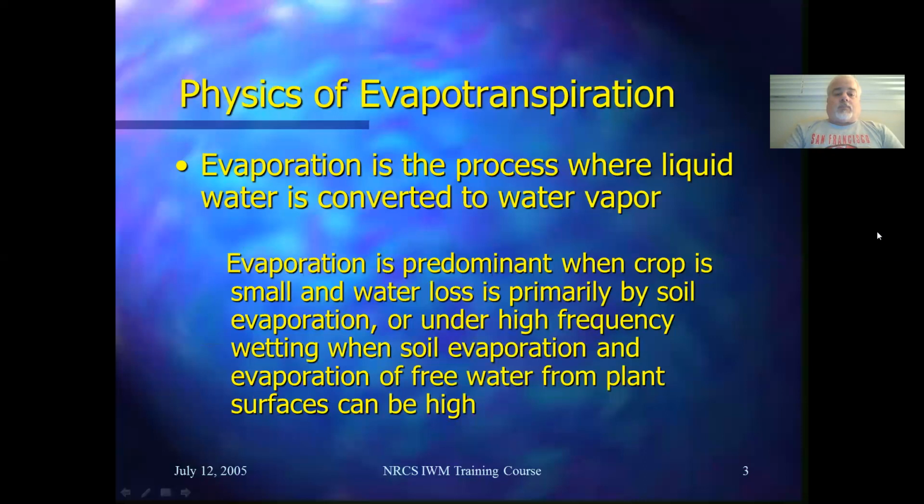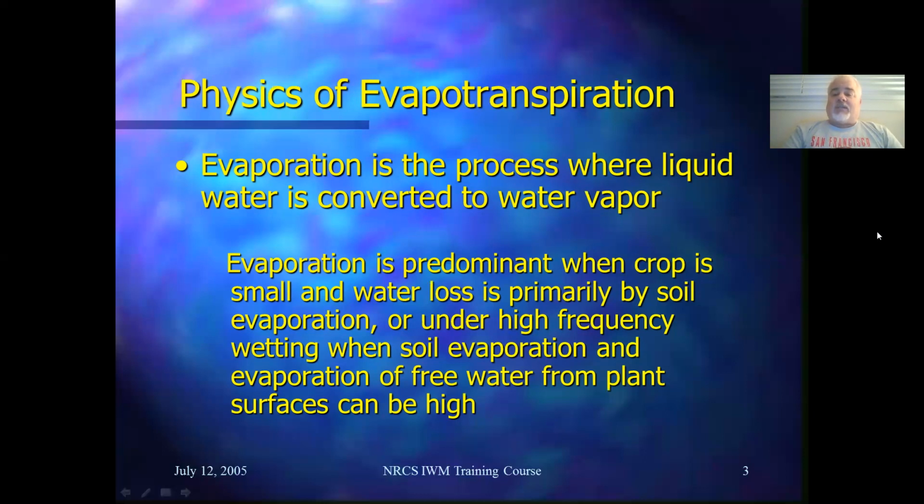So evaporation is the process of liquid water turning into water vapor, a gas. And there's a lot of energy involved in that. Evaporation is the predominant component of evapotranspiration when the crop is very small. You've got much more soil exposed, much less crop.